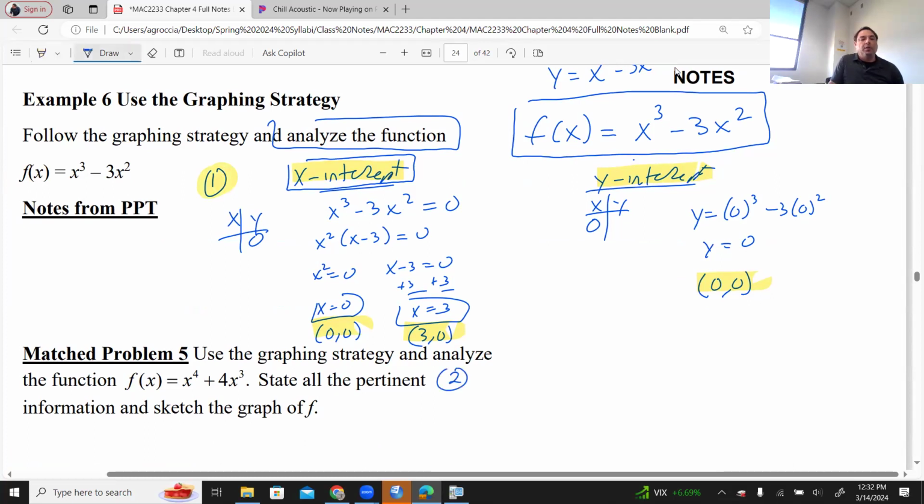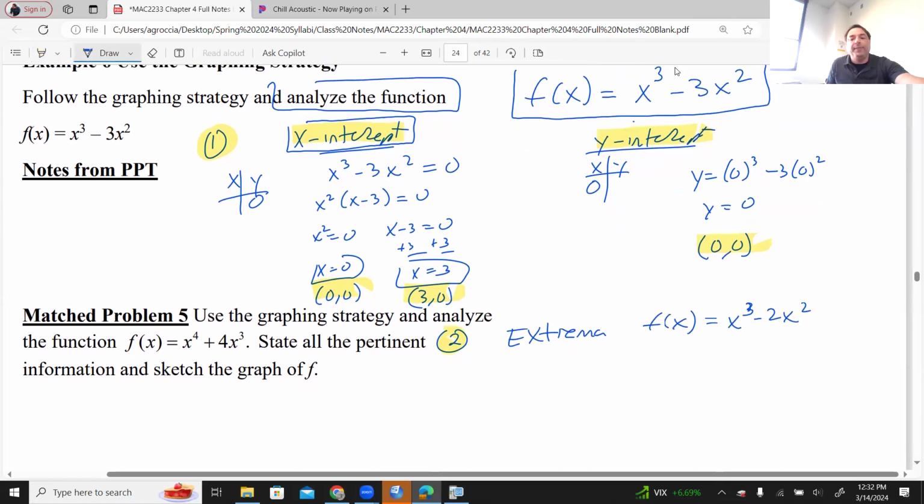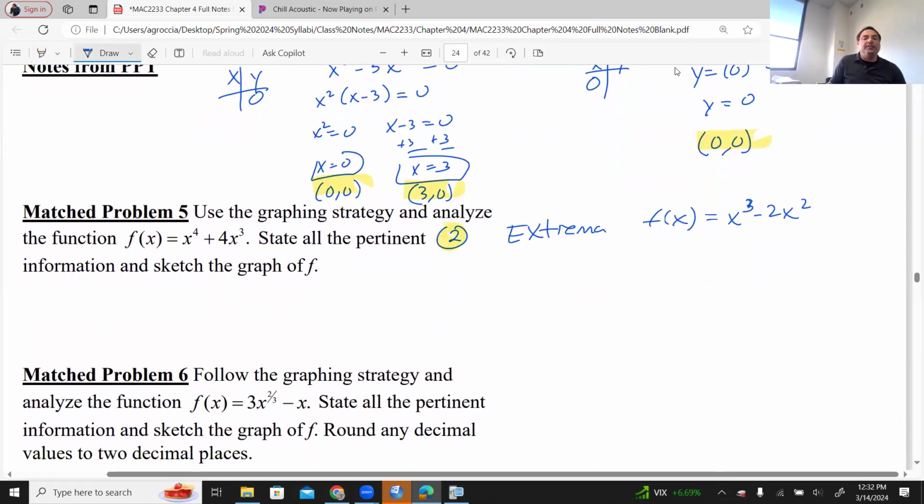Step two is the extrema. So you're going to find the extrema for the original function, f of x equals x cubed minus 2x squared, which means you're going to be doing stationary, singular, endpoints. No domain was given. You're going to make a table and you're going to graph this thing.